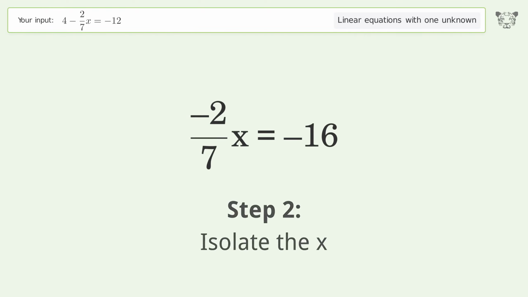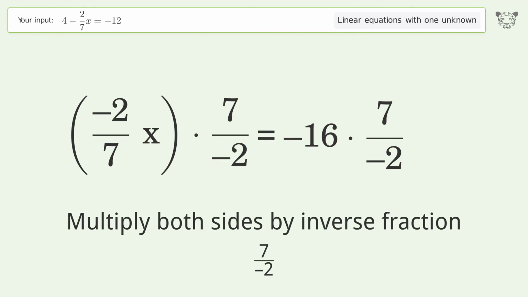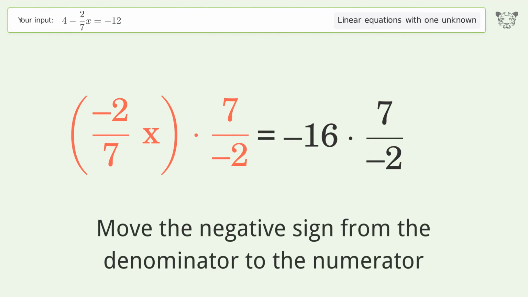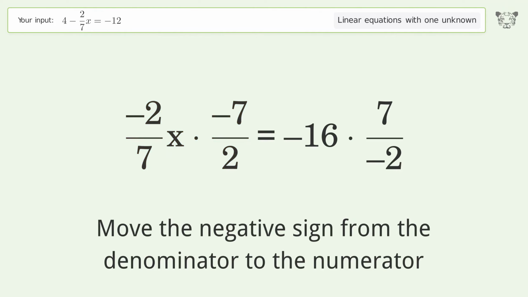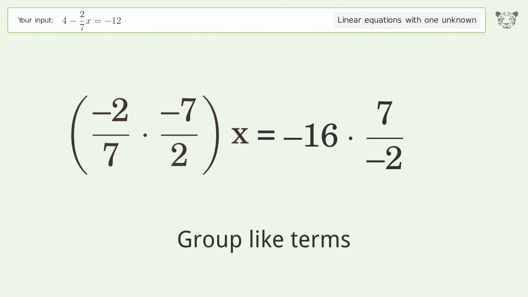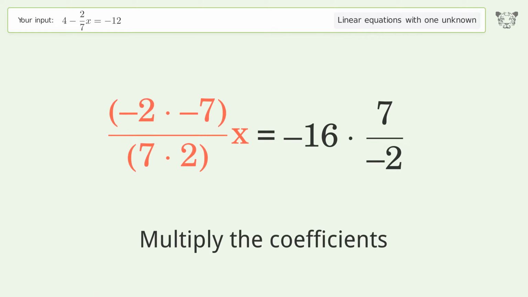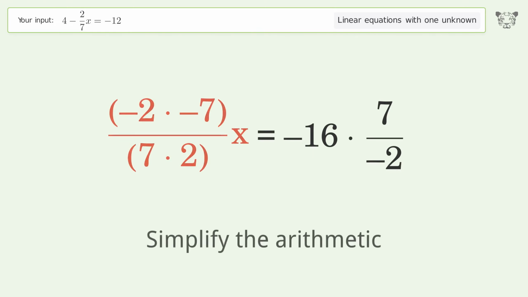Isolate the x. Multiply both sides by inverse fraction 7 over -2. Move the negative sign from the denominator to the numerator. Group like terms. Multiply the coefficients. Simplify the arithmetic.